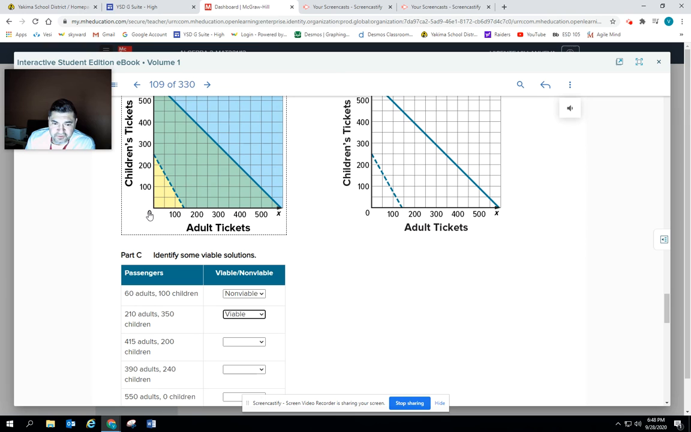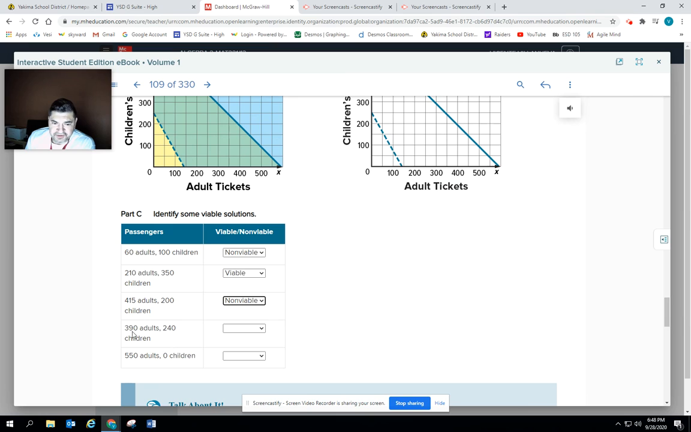Let's take a look at the next one. 415 adults and 200 children. That should be right here in that blue area. It does not satisfy both conditions. You can tell by looking at both of these: 415 plus 200 is more than 600. We can't do that. It's non-viable. Let's take a look at the next one. 390 adults, 240 children. Just by looking at this, I can tell that's too many people. That's going to be more than 600. So this is also non-viable.